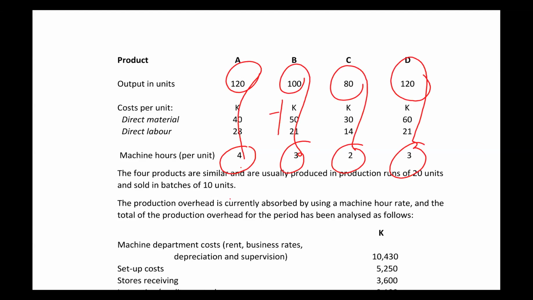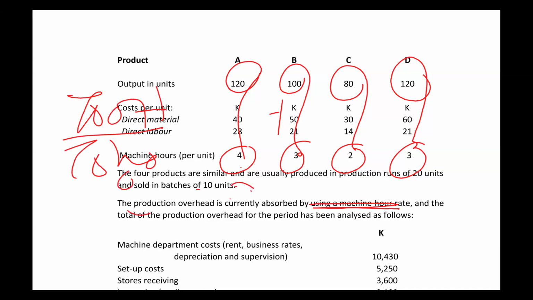So once you find the total number of hours, since you're using the machine hour rate as the absorption rate, you divide the total overhead costs by the total number of machine hours. If they had said labor hours, that they are currently allocating using labor hours, you could have been given the labor hours as well. You would multiply the number of labor hours times the units, add them together, and it would give you the total number of hours.